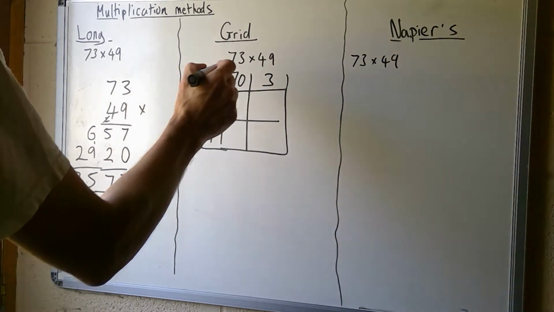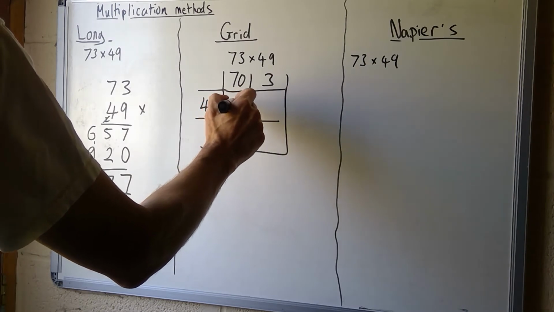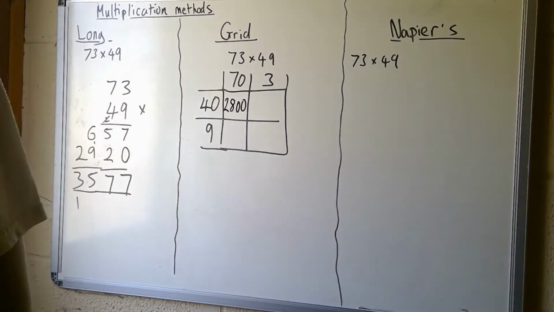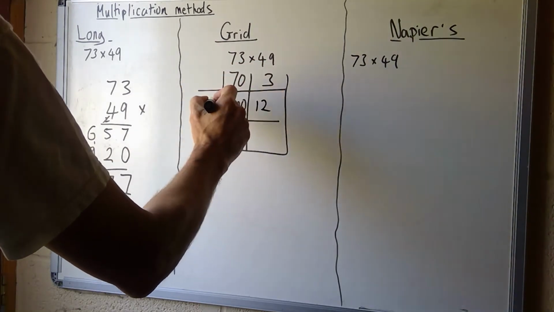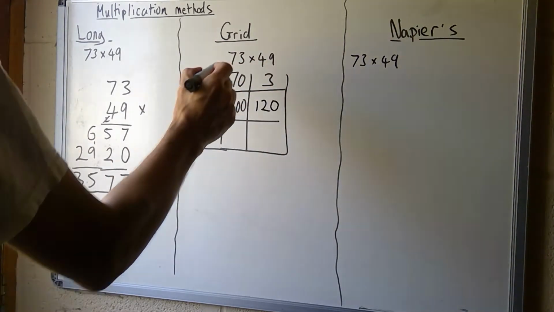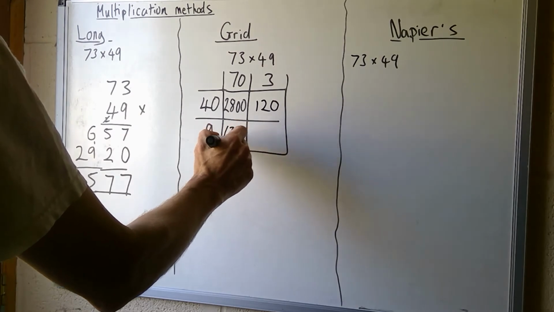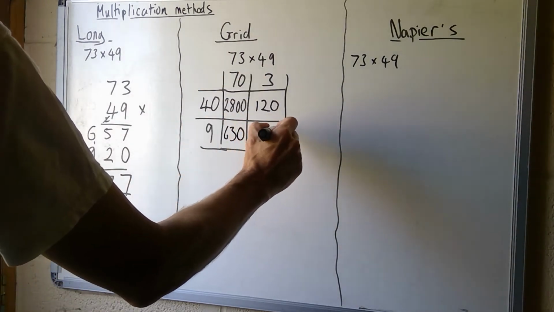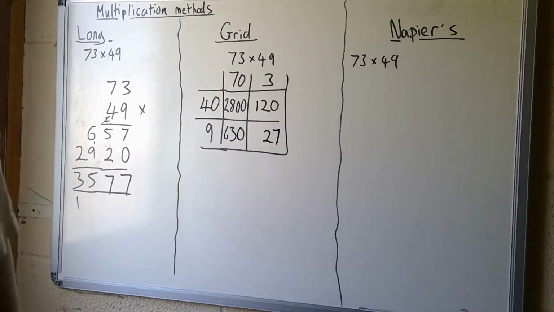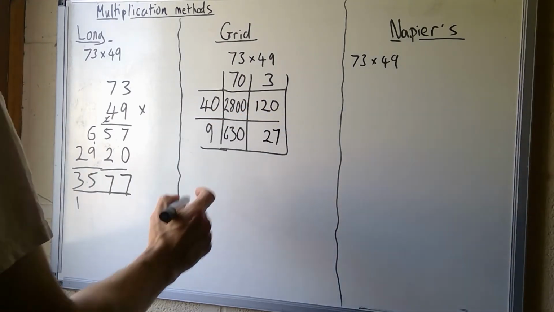70 times 40, well 7 4s are 28. I need to add on the 2 extra zeros for the place value. 3 4s are 12 with 1 zero added on. 9 7s, 63 with 1 zero added on, and 3 9s are 27. So I've got 4 different results to 4 multiplications. I now add those together.